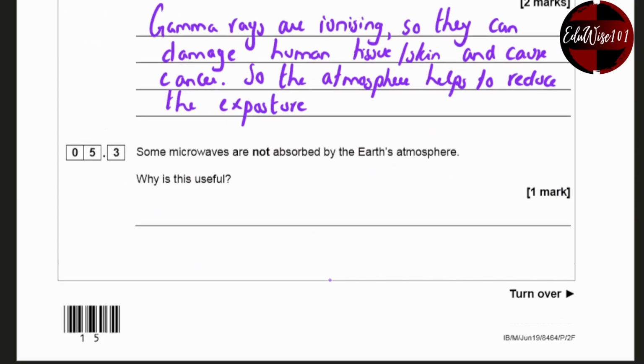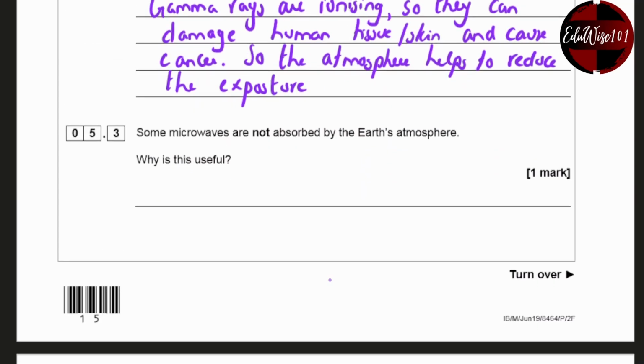Next question. Some microwaves are not absorbed by the Earth's atmosphere. Why is this useful? Now, microwaves are useful because we use them for satellite communication, right? Used for satellite communication.